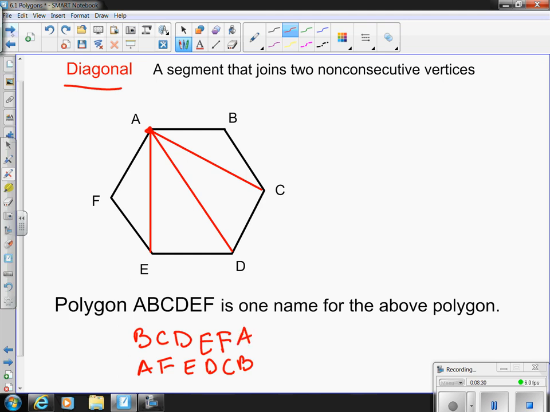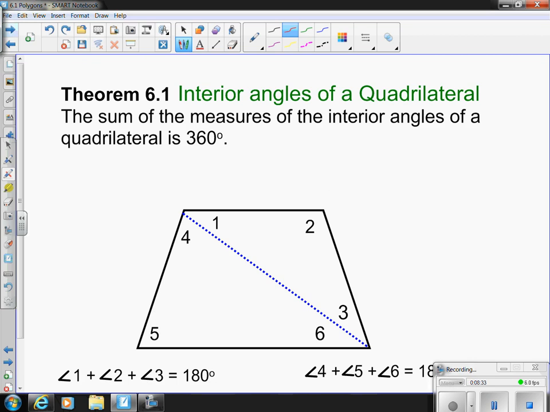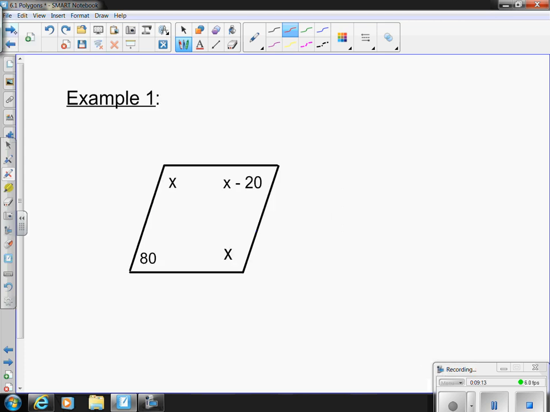Okay, the first one. So using the idea of the diagonals, we drew in just one diagonal, and that split it into 2 triangles. Okay, if you look, angle 1 plus angle 2 plus angle 3, we know all 3 of these angles add up to 180 degrees, and we know all 3 of these angles also add up to 180 degrees. So 180 degrees plus 180 degrees is a full 360 degrees. So the sum of the measures of the interior angles of a quadrilateral is 360 degrees.